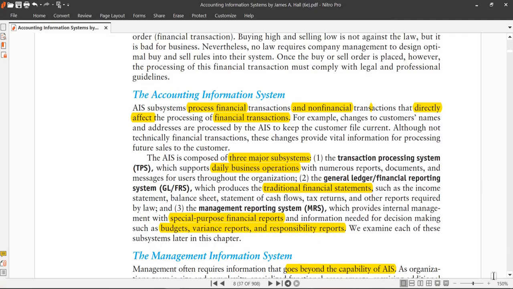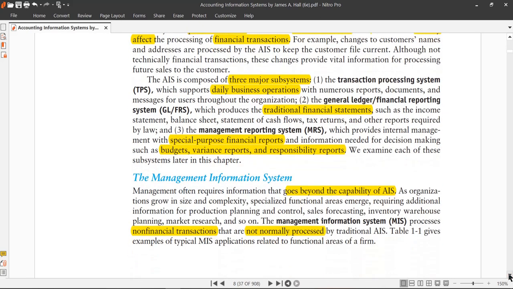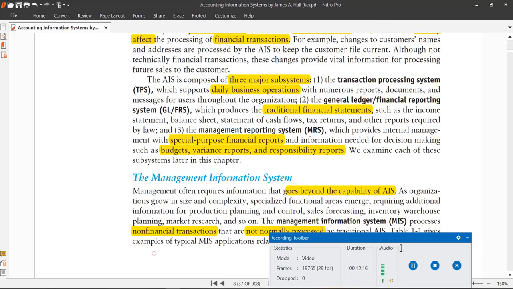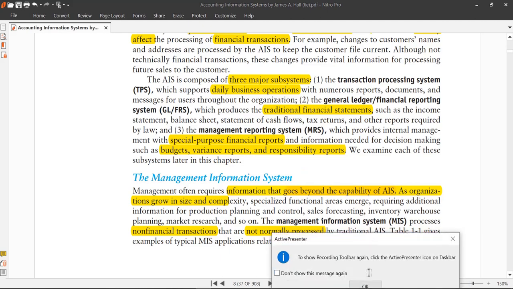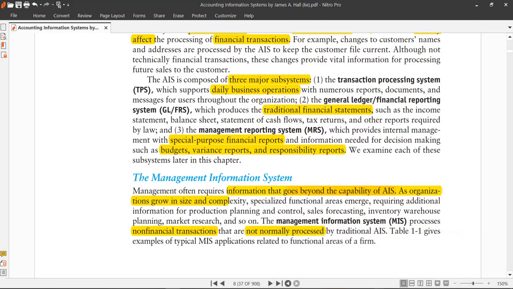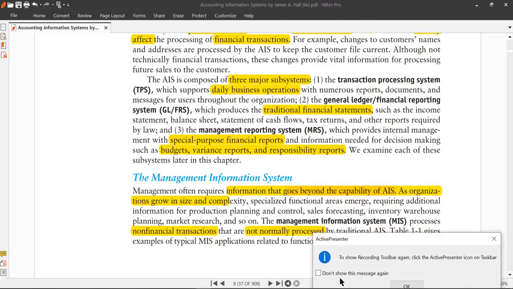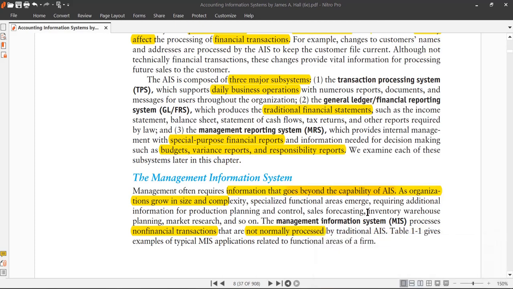Balik tayo dito. Ito guys, ang sabi dito, MIS often requires information that goes beyond the capability of the AIS. So, medyo mayabang. Medyo mayabang tong AIS. Beyond ng capability ng... Okay, ongoing pa. Don't show this again. Okay, ayun. So, medyo mayabang itong MIS. Beyond the capability of AIS daw ang kanyang pinaprocess na information.